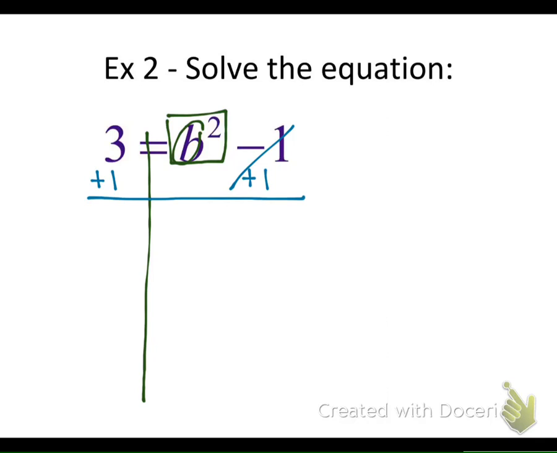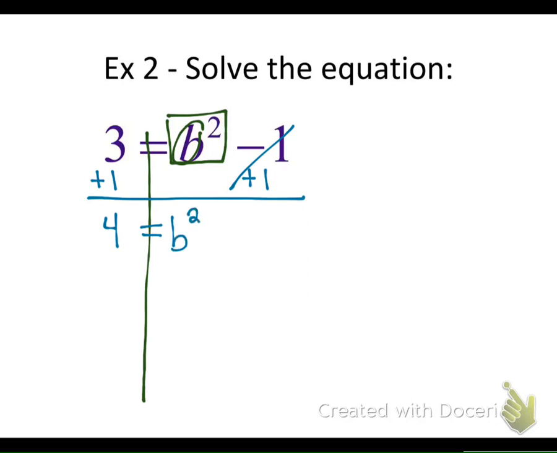Hey guys, I don't appreciate people shouting out answers. Jalen, up here. It's 4, so what you did. Okay, so how did you get that? 3 plus 1. Okay, now on my right side, Jalen, what do I bring down? The b squared.